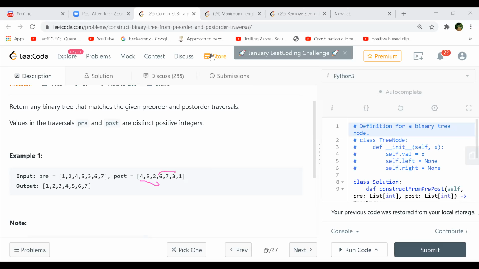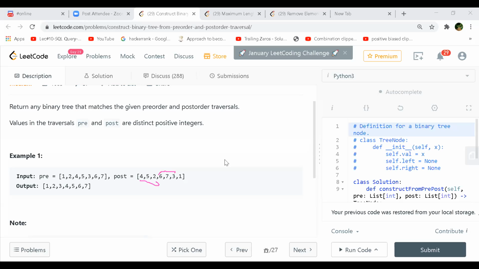And then again, when we are in 4, 5, 2, which is the left side, we need to find what is the root. So we can take the help of pre. If you have 2, 4, 5, we know 2 is ahead of 4 and 5, so 2 will be the root. Then 4 and 5 both are at the left side of 2 in this case. And then again we come to 4 and 5. In that case, 4 is again the root and 5 will be to the right of 4.